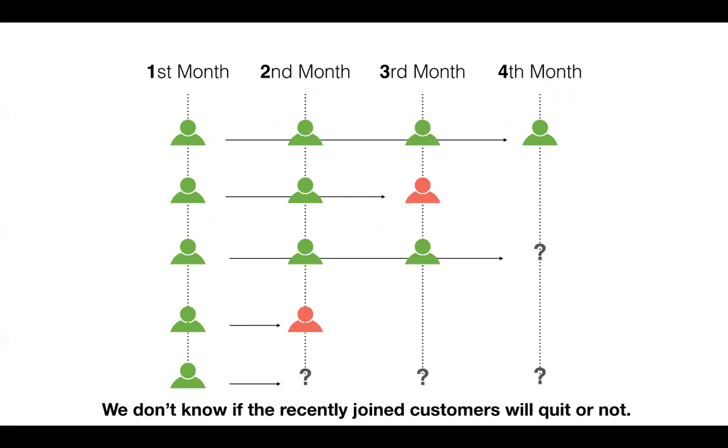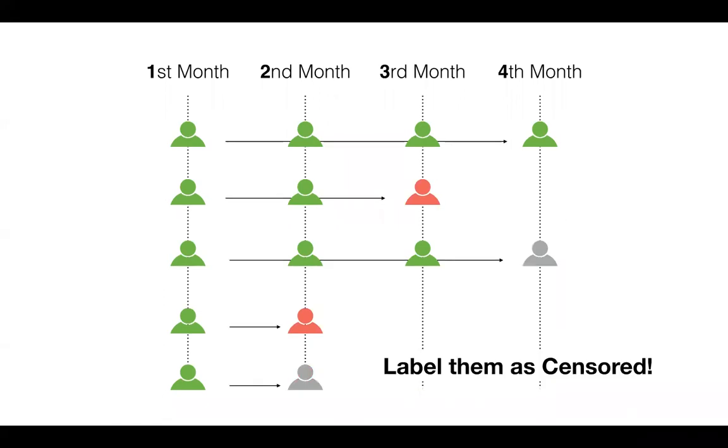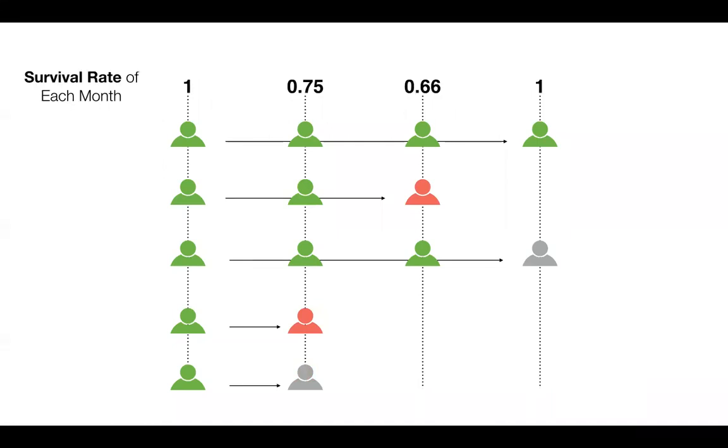So the problem is the people who are still using the service as of today but just joined last month or 2 months ago, which is still relatively short compared to other users. Those we don't know. In survival analysis, we label them as something called censored, basically meaning we don't know about them. So we label them with a special flag, and when we calculate the survival rate, we don't include them.